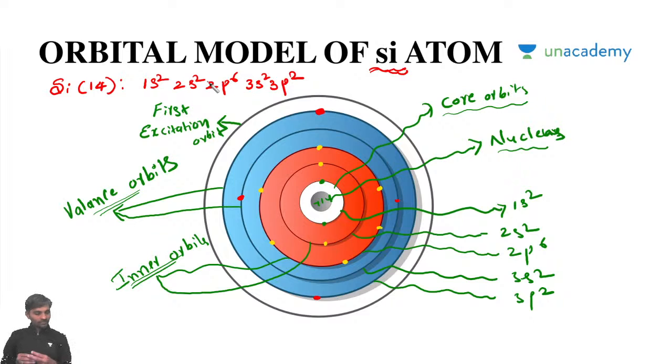Shall we go to the next topic? The next topic is also very important. Silicon has 1s2, 2s2, 2p6, 3s2, 3p2. There is no orbit at all here, but the electron which gains some energy will go to this orbit and revolve here. We call it the first excitation orbit. Okay, clear?